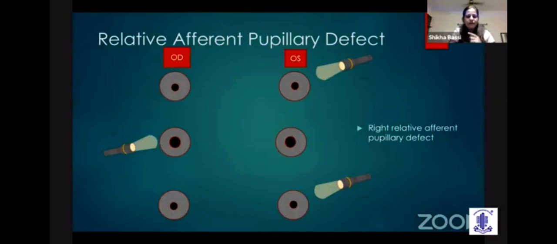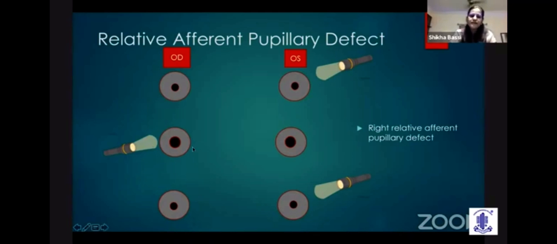So if the whole pathway is working properly, that is, the optic nerve is a part of that pathway, both the pupils should constrict. Now here, the left eye is normal, the right eye has got an optic nerve lesion. We shine light in the left eye, both the pupils are constricting. We shine light on the right eye where there is a defect, both the pupils are dilating.